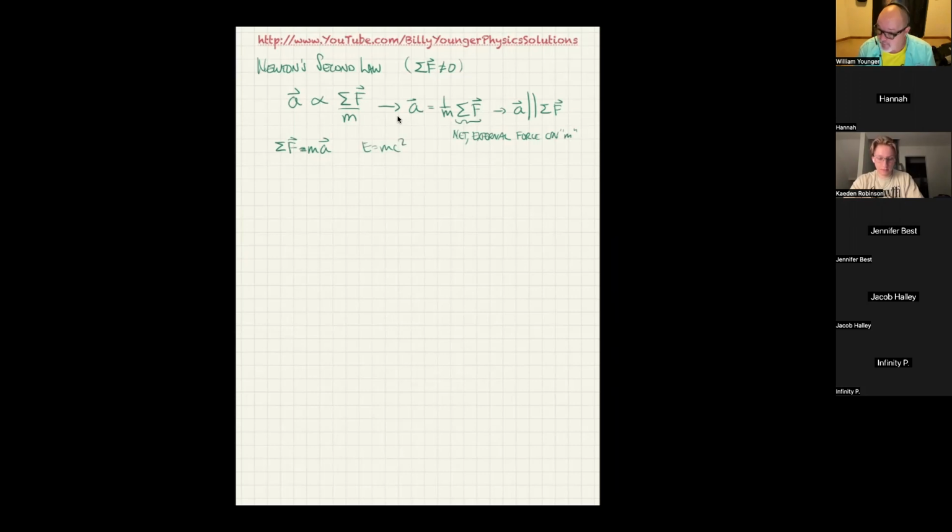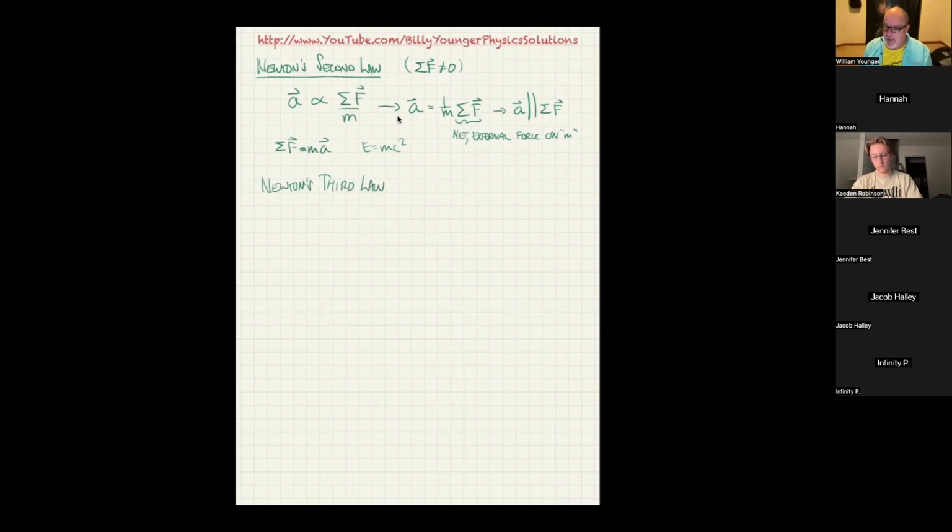There's another law of physics that almost everybody knows. See if y'all can finish that. For every action, there's an equal and opposite reaction. Exactly, and that one's actually called Newton's third law. Newton's third law: for every action, there's an equal but opposite reaction.